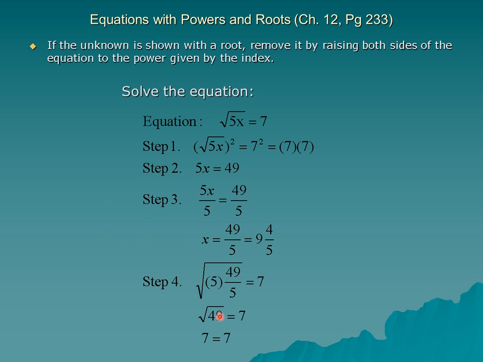Another equation. Now this is the square root. Remember, to get rid of the square root, you will be doing the squaring, right? So here is a square root here. To get rid of the square root, you square both sides.